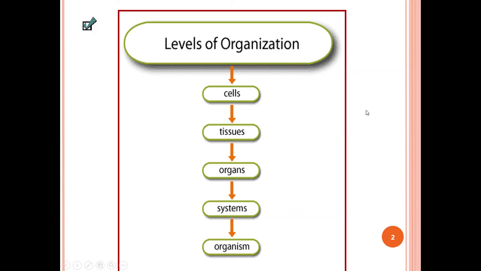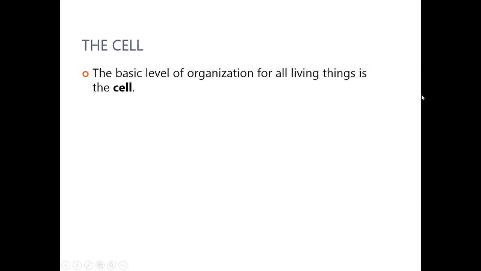So the first level we start at, and you see on this chart here, is the smallest level. It's called the cell. Now, the cell is the basic level of organization for all living things. In fact, that's what makes you alive, the fact that you have cells.